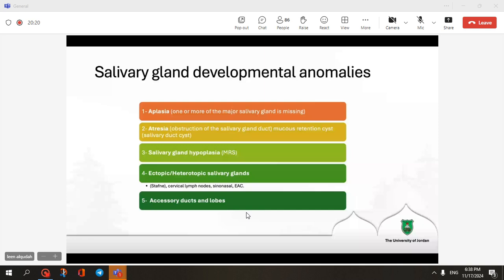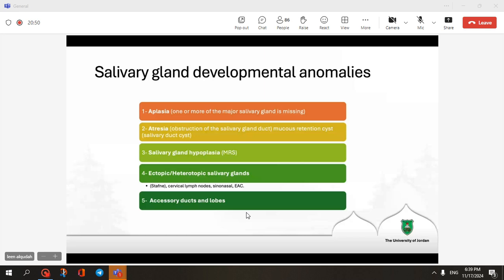The ectopic heterotopic salivary glands is basically you have a salivary gland, a normal tissue in an abnormal location. The most famous example is the Stafne defect, usually within the bone, and you see it on the posterior mandible, at the angle of the mandible, beneath the inferior alveolar nerve. There's also salivary glands that were reported in the literature that are in the cervical lymph nodes, the sinonasal tract, and the external auditory canal.